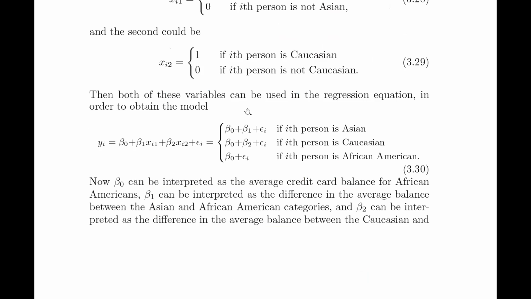Then both of these variables can be used in the regression equation. So now it's going to become a multiple linear regression model, and we're regressing yi on these 2 variables. Like I just said, there are 3 different types of scenarios. There is when this is 0 and this is 1. In that case, the person is Asian. When this is 0, in fact, beta 1 does not appear, and this is 1, that's Caucasian. And when they are both 0, that would imply that the person is African American.